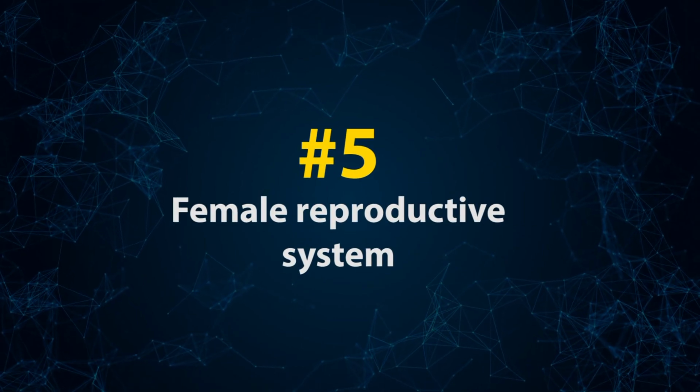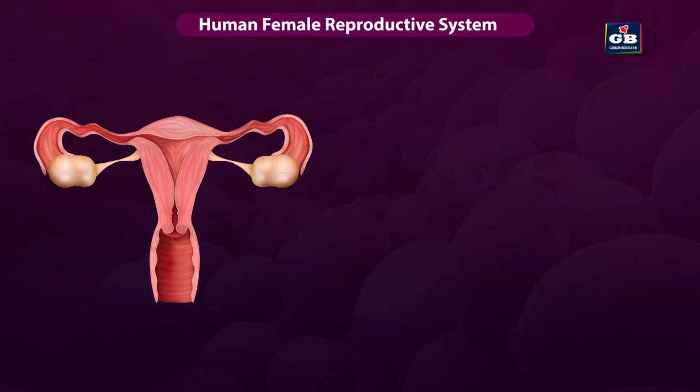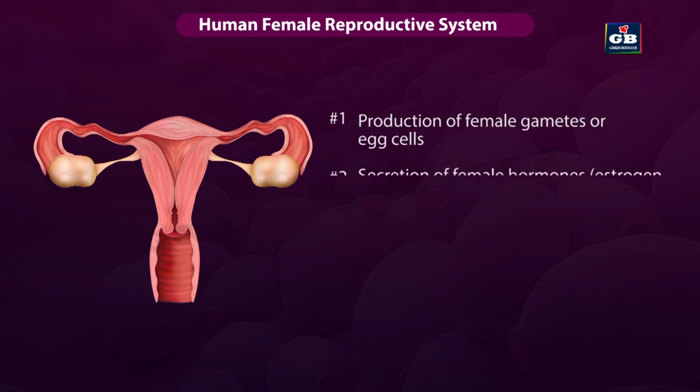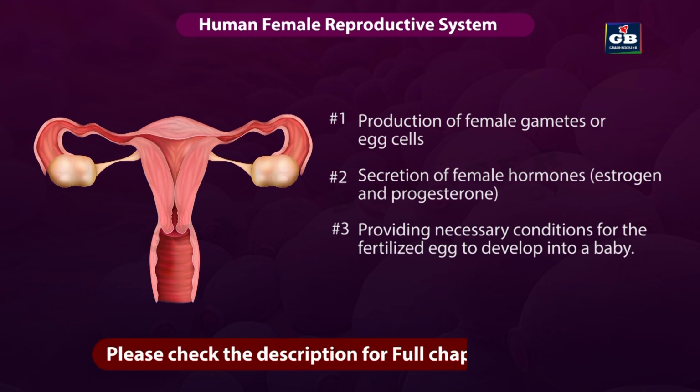5. Female reproductive system. The female reproductive system performs 4 important functions. 1. Production of female gametes or egg cells. 2. Secretion of female hormones, that is estrogen and progesterone. 3. Providing necessary conditions for the fertilized egg to develop into a baby.